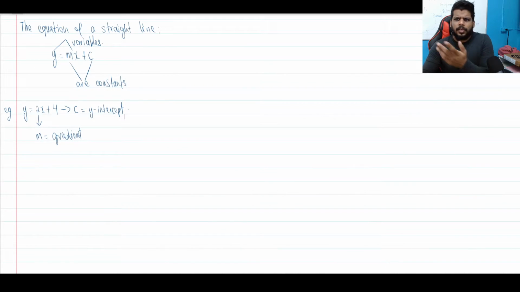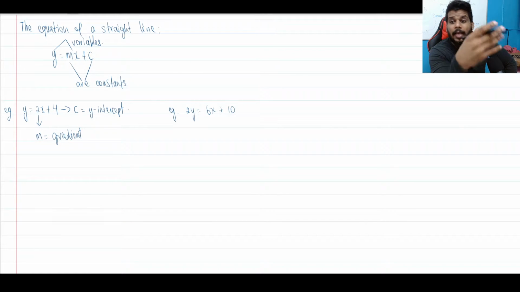So, let me do a little alteration. A little different thing. If I have 2y = 6x + 10, now here, ask yourself, what is the gradient? It looks like the gradient is 6. But, big but, this equation is not looking like y = mx + c. It's looking like 2y = mx + c.